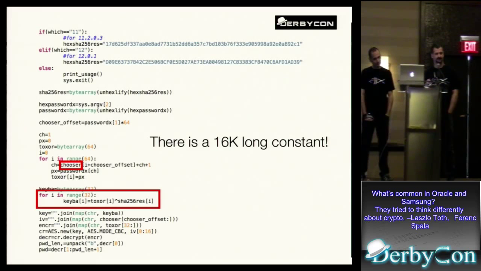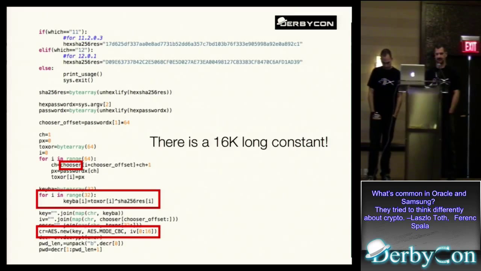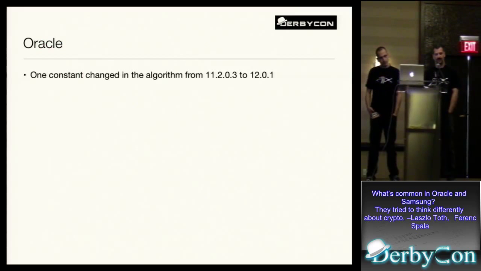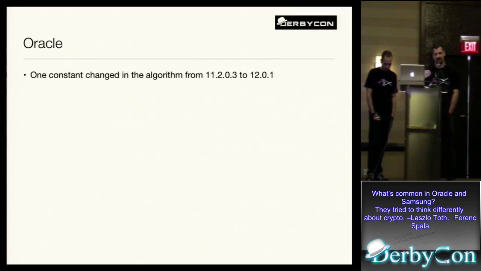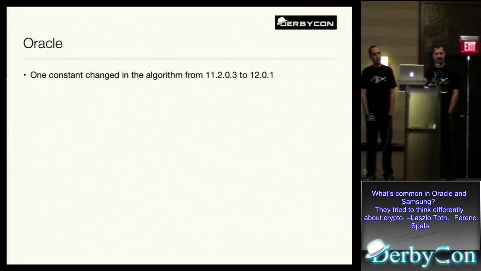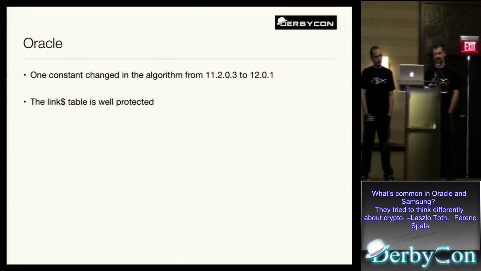The result will be an AES key and the encrypted password, and you can just call AES to decrypt it. As simple as that. Oracle changed the constant from version 11 to version 12. Our Python script supports both versions.